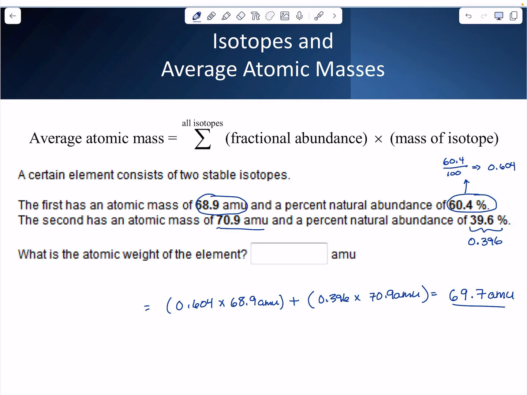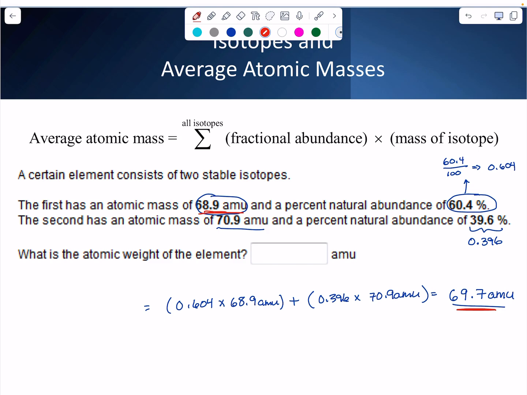So a couple questions we want to ask ourselves is, does this number make sense? Okay, so we had two isotopes, one of which was almost twice as abundant as the other. So our average atomic mass we would expect to be closer to 68.9 than 70.9. Okay, and so it does wind up closer to that. So that's thing number one.